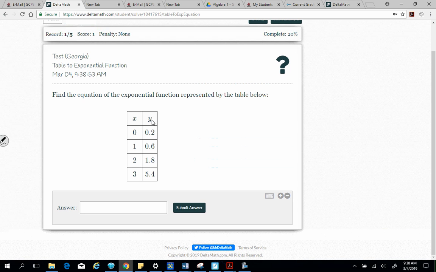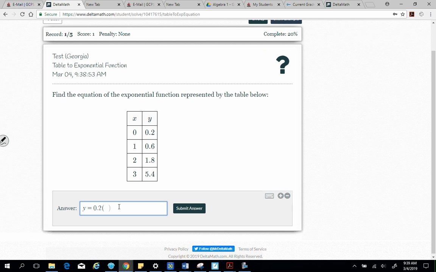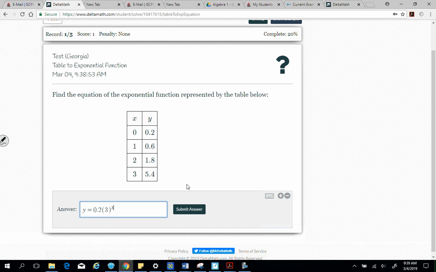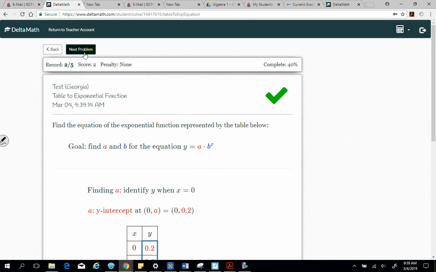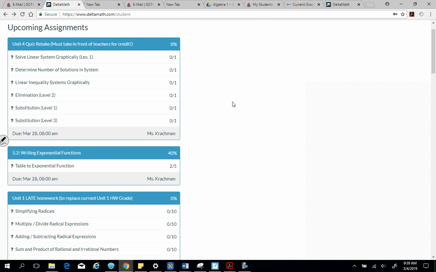This might look a little bit more difficult. How could I get my growth factor? Well, first, what's my a here? 0.2. And then what am I multiplying by? You can always do the last one divided by the one before. Yep, and there's only 5 of those. That's it.